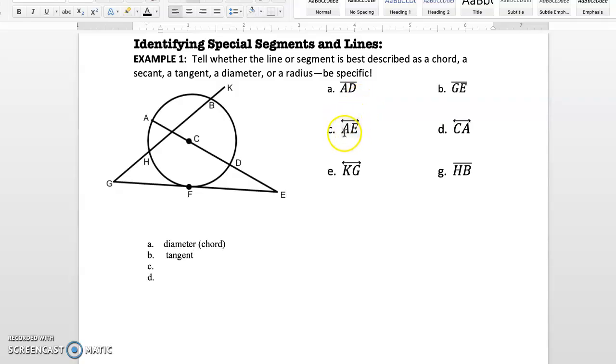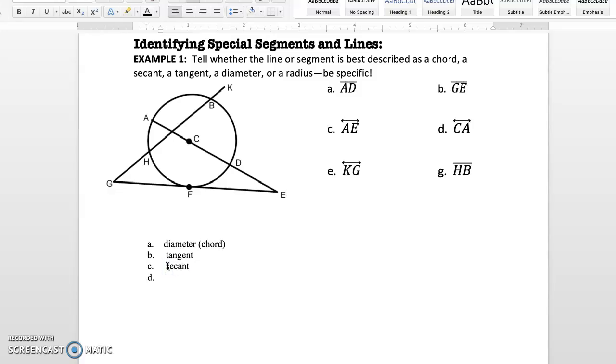If we're looking at line AE, where is that? So A to E. If this line was to continue onwards in both directions, we see that it passes through the circle once and twice. So that would be referred to as a secant.